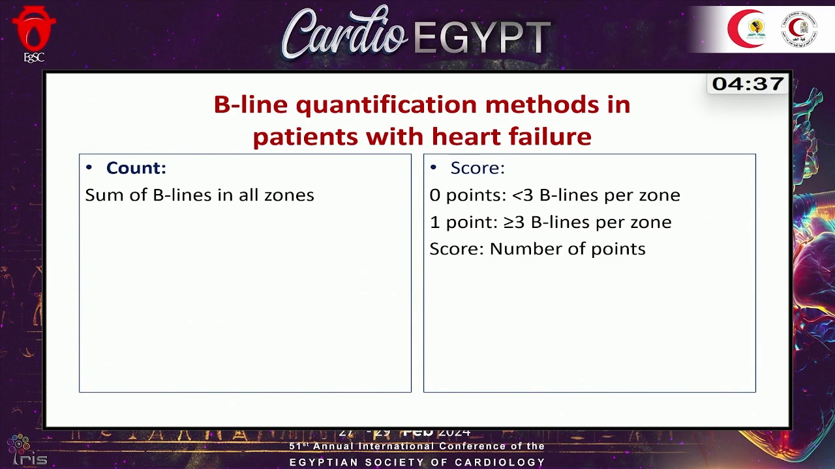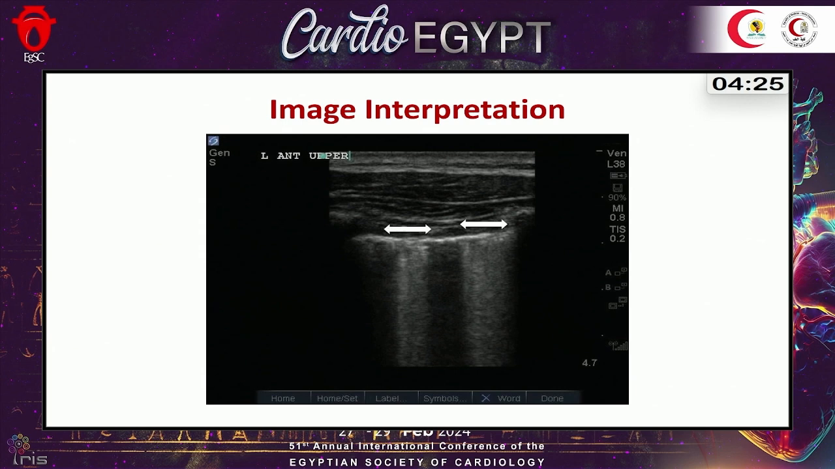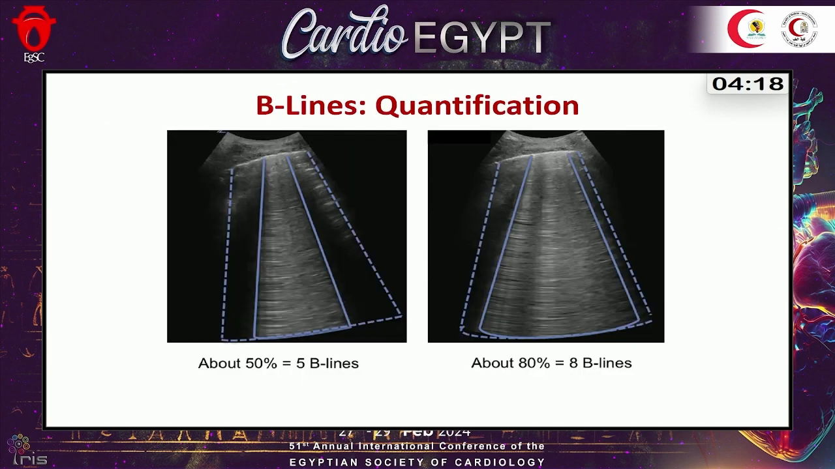The sum of these B lines, according to a score system, gives the degree to which the lung is congested. So the more the lines are, the more the lungs are wet and congested. Sometimes these lines become confluent, so they produce what is called confluent B lines. In this case, the quantification depends on the percentage of these confluent B lines to the sector. So if it's 50% of the sector, then this is like 5 B lines. If it's 80%, then it's like 8 B lines.